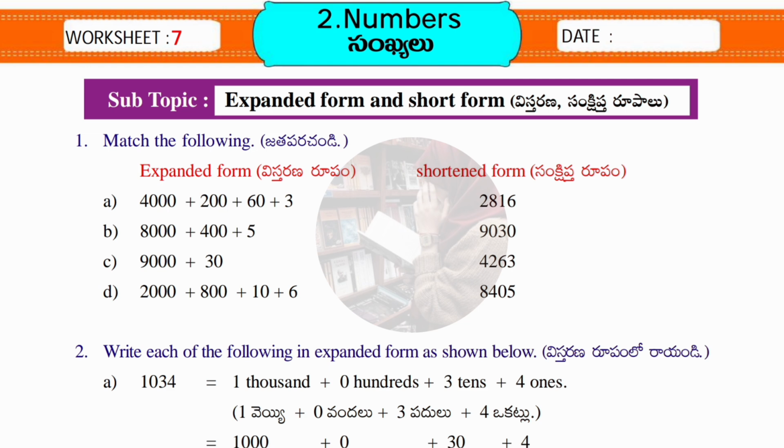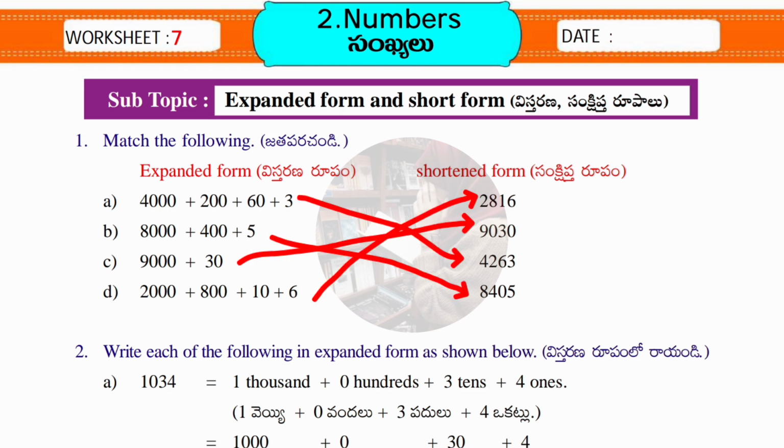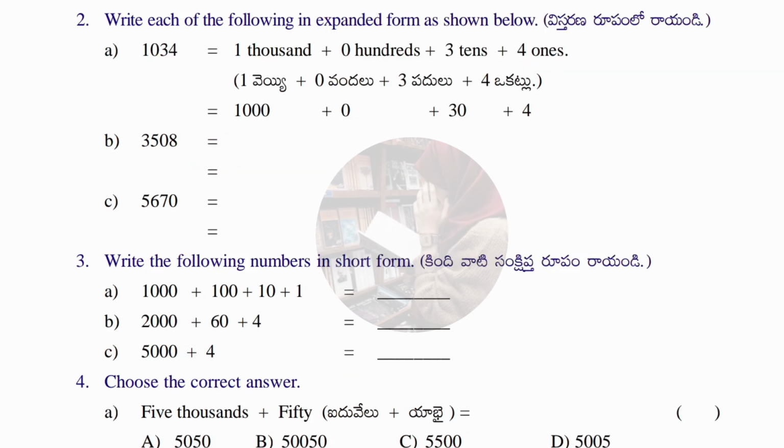So first one is 4000 plus 200 plus 60 plus 3 is 4263. Match it correctly. Next, 8000 plus 400 plus 5 is 8405, which is D. Match it correctly. Next, third one, 9000 plus 30 means 9030. Match correctly. Next, 2000 plus 800 plus 10 plus 6. So match it correctly, 2816.